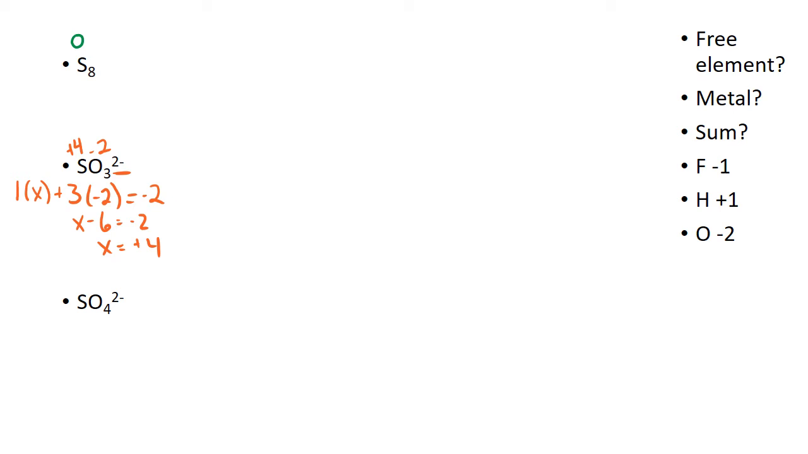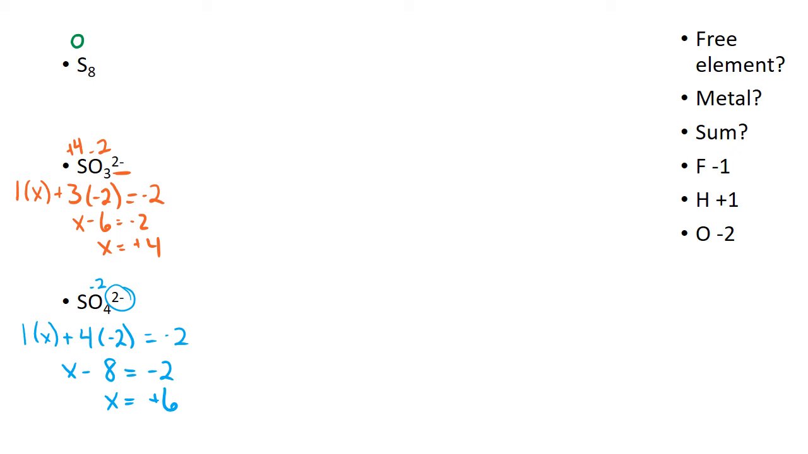The last example on this slide is the sulfate ion. Free element? Nope. Do I have a metal? Nope. The sum's going to equal -2. It's going to equal that charge. And I know my oxygens like to have a -2 oxidation number. 1 sulfur, which is X, 4 oxygens times -2 equals -2. X minus 8 equals -2.